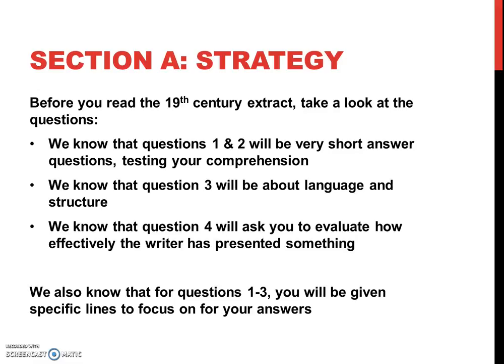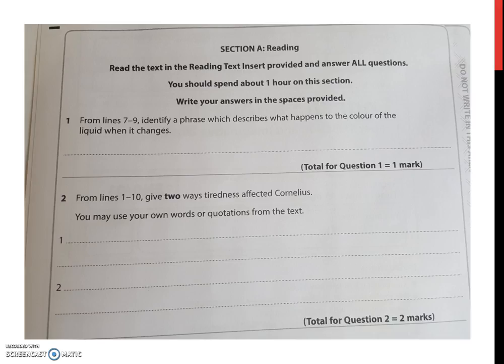We know that question 3 will be worth 6 marks. It's going to ask you about how language and structure are used in order to help the writer present perhaps a character or a theme or a moment in their text. And we know that question 4 will be worth 15 marks and will ask you to evaluate how effectively the writer has presented something. And we also know that for questions 1 to 3, you're going to be given specific lines to focus on for your answers, and that your answers need to come from the lines that they give you.